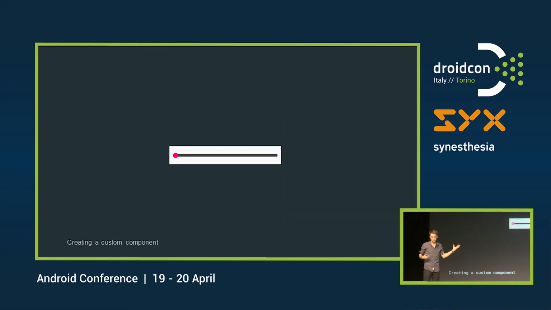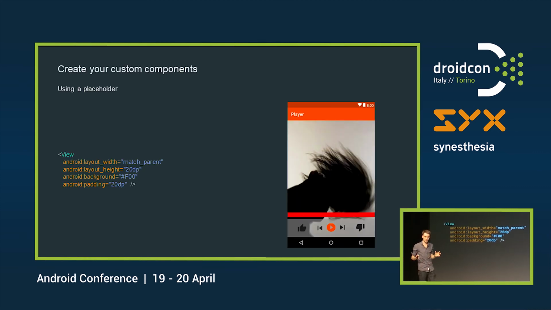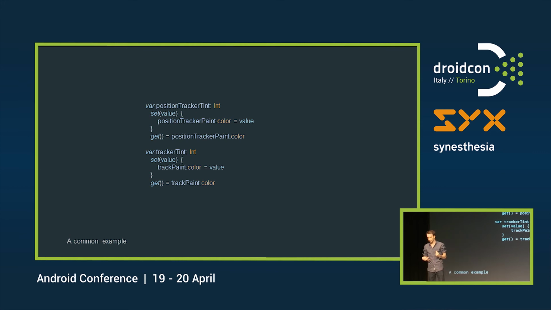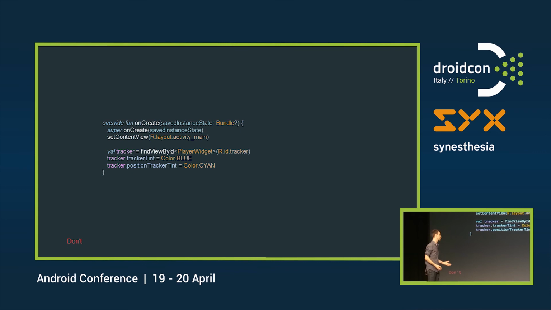We'll talk about it with this custom component, a seeker, which is quite simple. First, we're just going to put a placeholder on our view with a red background, so we know where our seek bar will stand. And we start implementing our custom component. There are just two fields with a setter and getter. What might happen with the setter and getter is that we might be calling them during our onCreate method in our activity lifecycle, right?